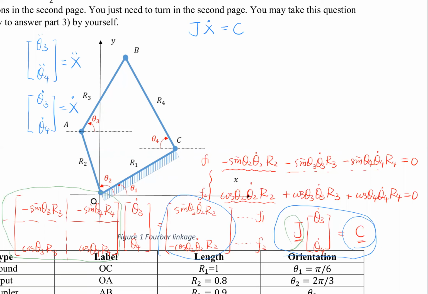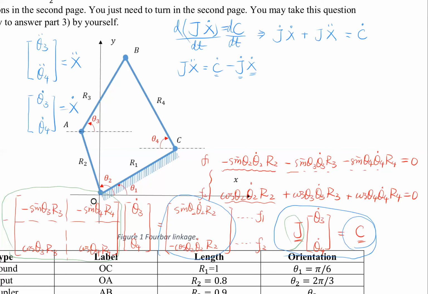In order to get x double dot, we have to calculate the time derivative on both sides. According to the product rule, J times x dot becomes J dot x dot plus J times x double dot, and that equals C dot. So your equation should be J x double dot equals C dot minus J dot x dot. Before we do acceleration analysis, we already know these velocities, our Jacobian, and the constants. So everything on the right-hand side is known. Then we can invert your J matrix and get x double dot.